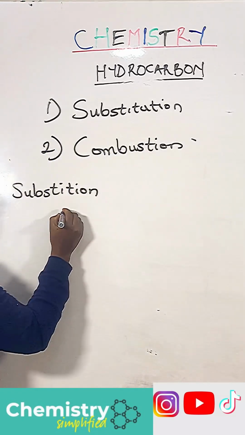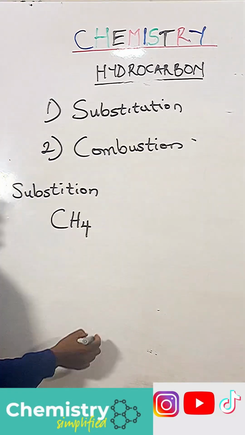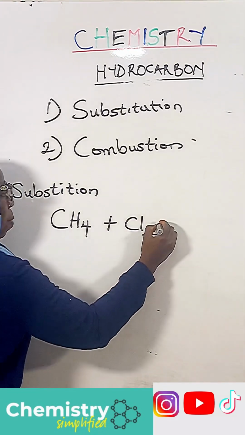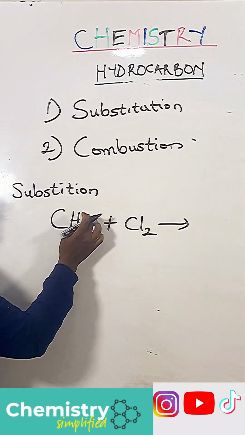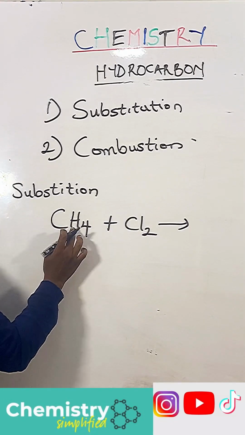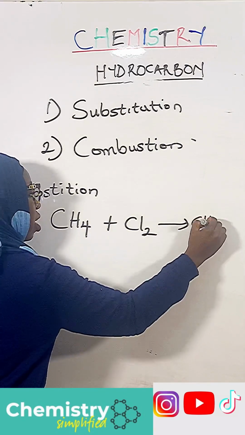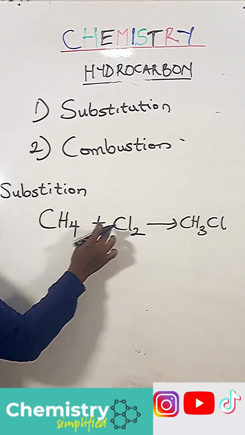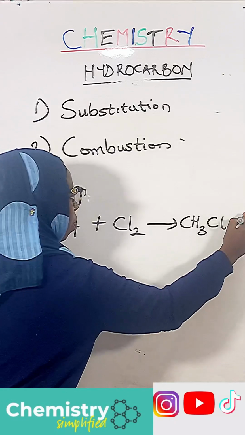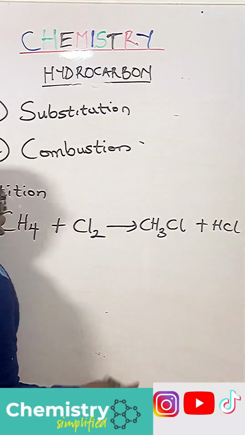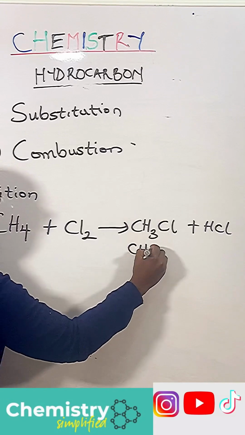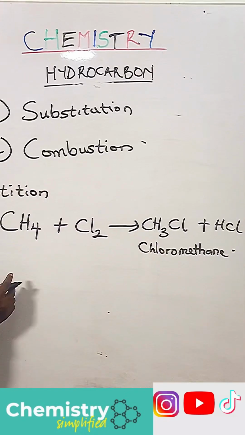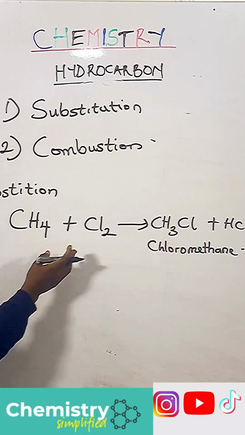Let me give you an example of this. We have CH4, methane, plus Cl2. What will happen is one Cl will come and join the CH4 here, which is going to give us CH3Cl, plus the hydrogen that the chlorine removed will combine with the second chlorine, plus HCl. Now this is called chloromethane. It will continue like that until all the hydrogen has been replaced with chlorine.